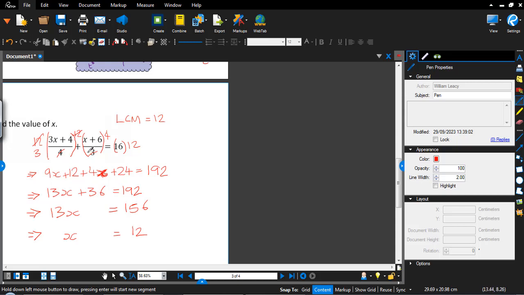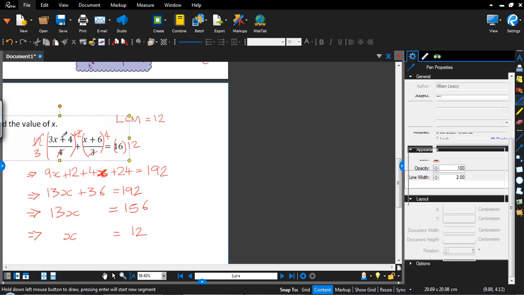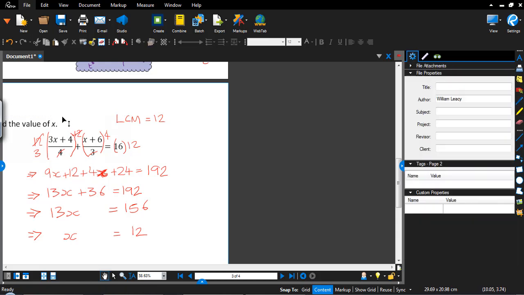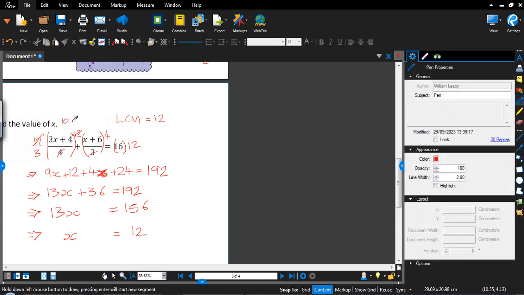Check here. 3 times 12 is 36 plus 4 is 40. 40 divided by 4 is 10. So we know that's 10 sugar. We know that's 10 plus 13 plus 12 plus 6. I was getting worried there for a second. 12 plus 6 is 18, divided by 3 is 6. 10 plus 6 is 16. Done.